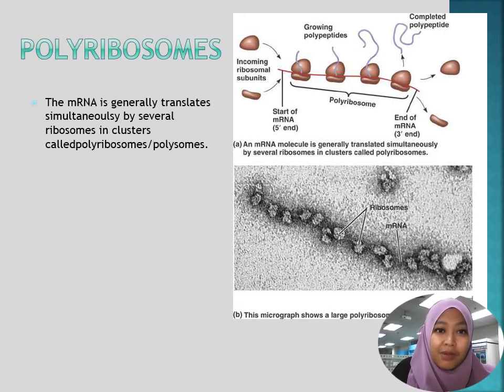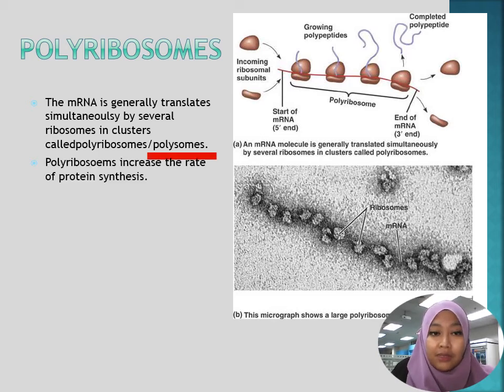So basically, mRNA is generally translated simultaneously by several ribosomes in a cluster, which we call a polyribosome or polysome. This increases the rate of protein synthesis. Obviously, the benefit of the polyribosome is to increase the rate of protein synthesis.